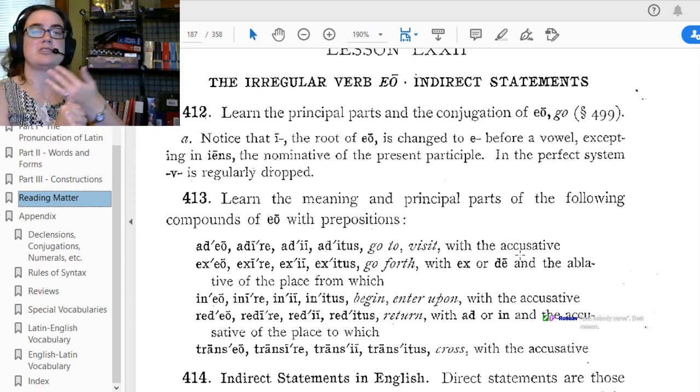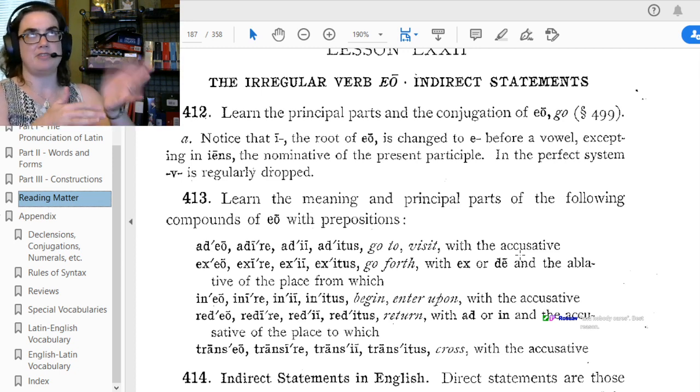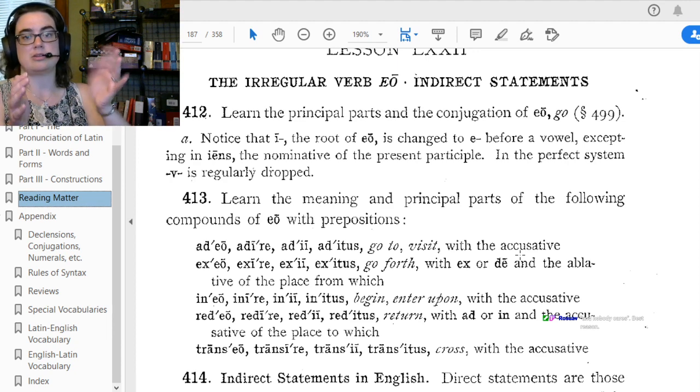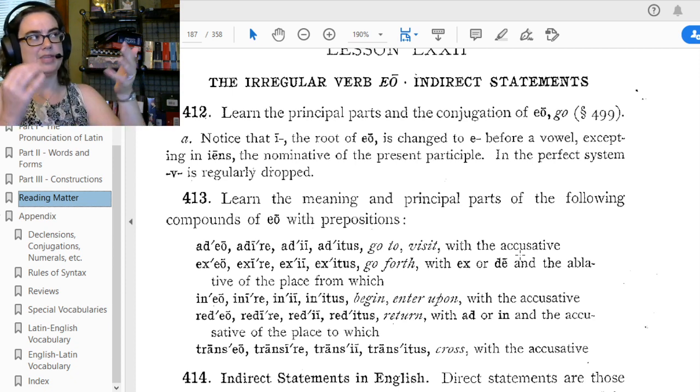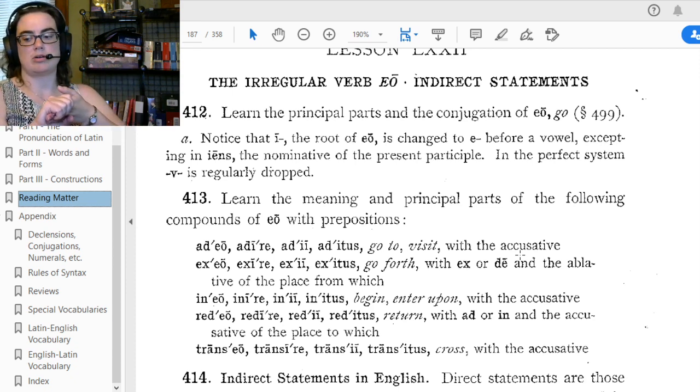In the perfect, other than it sometimes being VI and sometimes just being an I, the perfect is regular. Remember, our perfect is always regular. It's one of the beautiful things about Latin. In the present, yes, they're all irregular. And now I can't even remember what all of them are because it's been a really long time since I've looked at them.